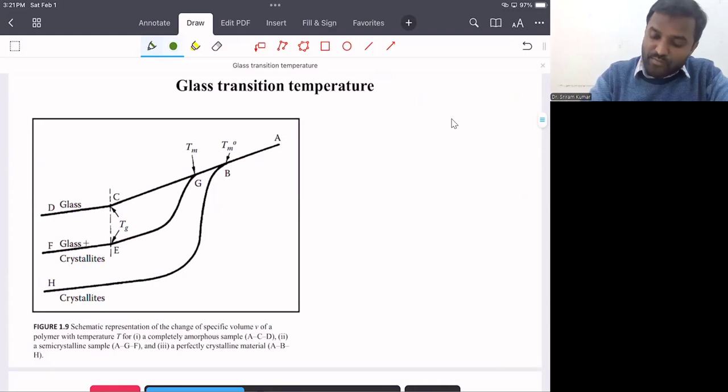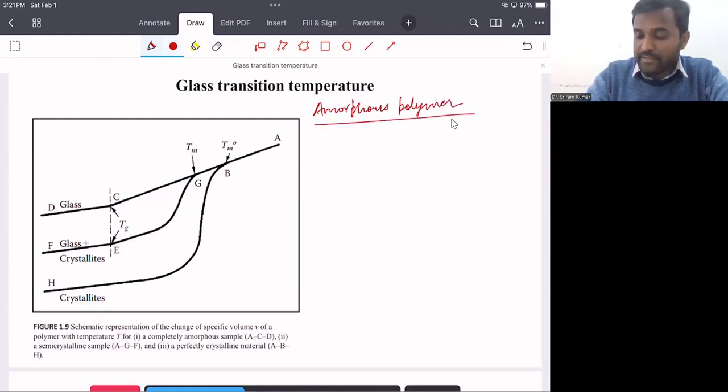So for this amorphous polymer, the same thing happens as with glass. At a low temperature, what happens? That kind of polymer is in a glassy state, or a frozen glass.